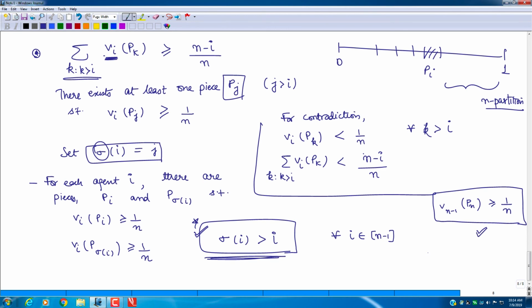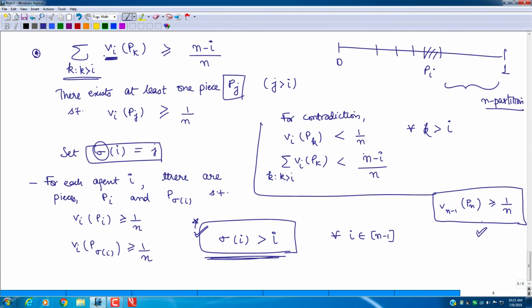Because for all the pieces before n minus 1, it was all strictly less than 1 by n. For p_{n-1}, it's exactly 1 by n. So ahead also it should be whatever the leftover is, 1 by n.